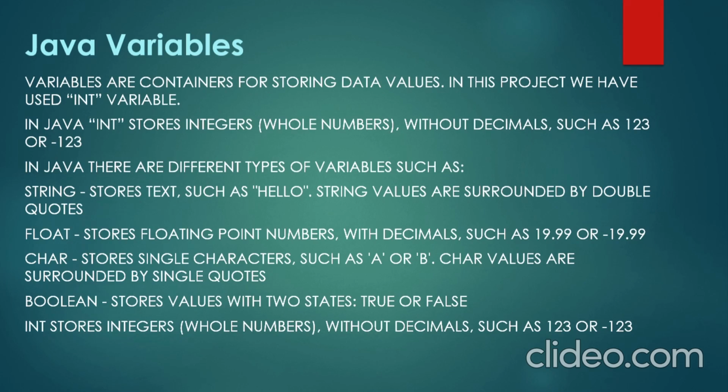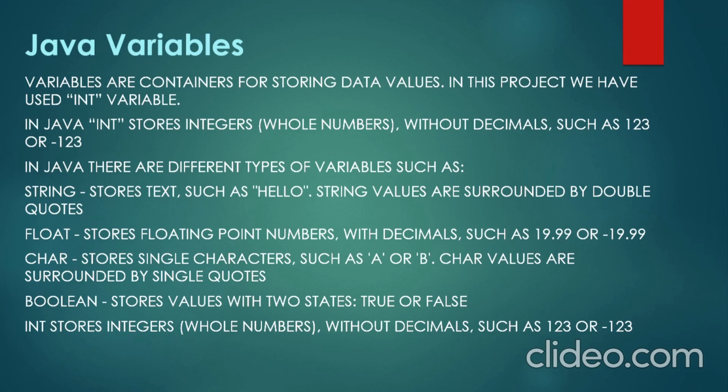Java variables. Variables are containers for storing data values. In this project, we have used an integer variable. In Java, int stores integers, whole numbers, without decimals, such as 123 or negative 123. In Java, there are different types of variables such as String, which stores text such as hello or welcome. String values are surrounded by double quotes.